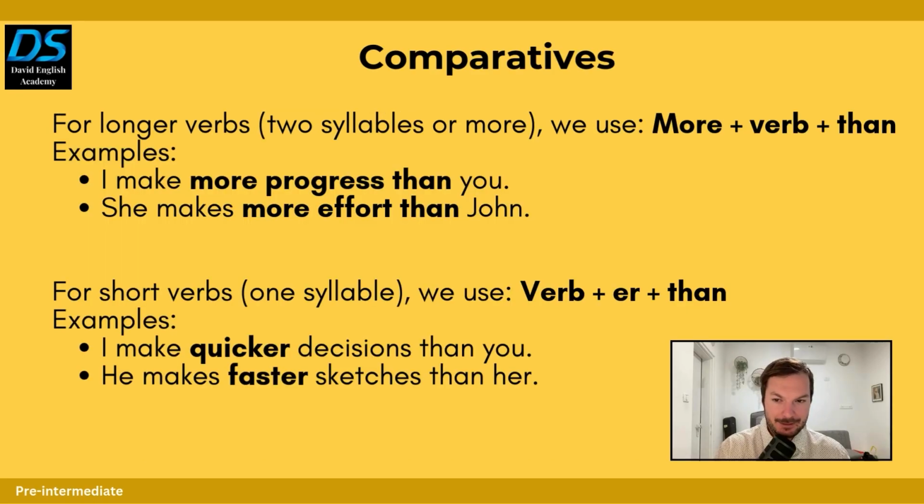Again, a little reminder, for longer verbs, which are two syllables or more, we use more plus verb plus than. I make more progress than you. She makes more effort than John. For short verbs, one syllable, we use verb plus -er. And then examples: I make quicker decisions than you. He makes faster sketches than her.